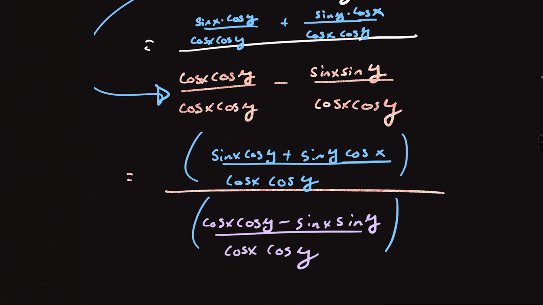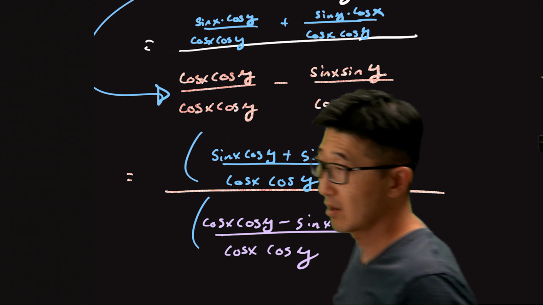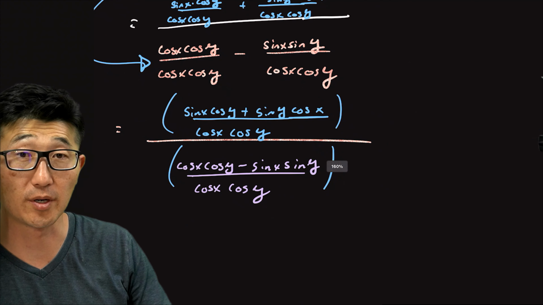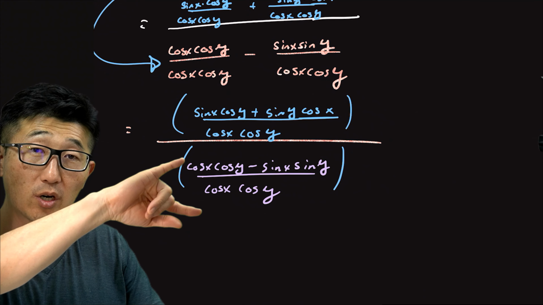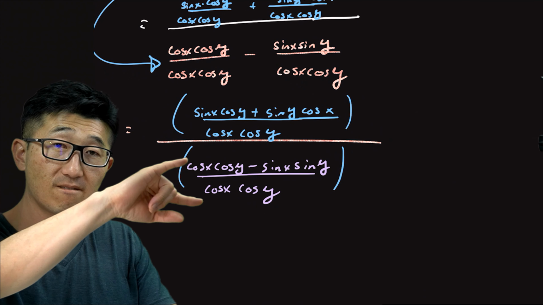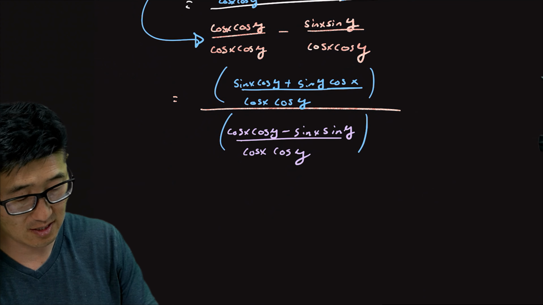Okay. All right. So what do you do from here? We're going to take the denominator and we're going to what? Multiply by the reciprocal? Yes.